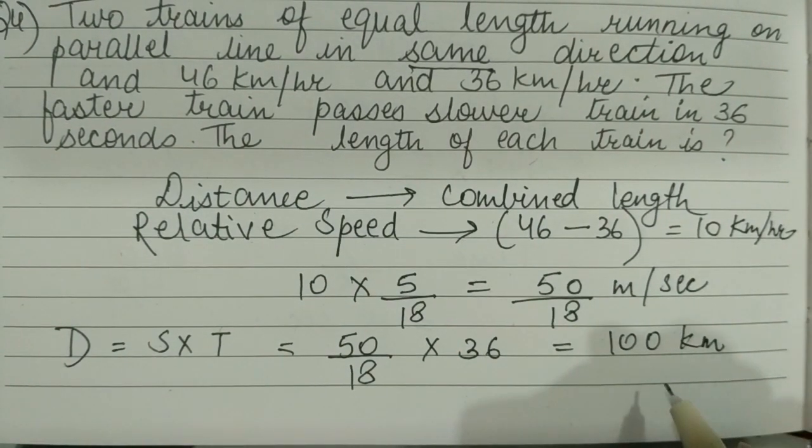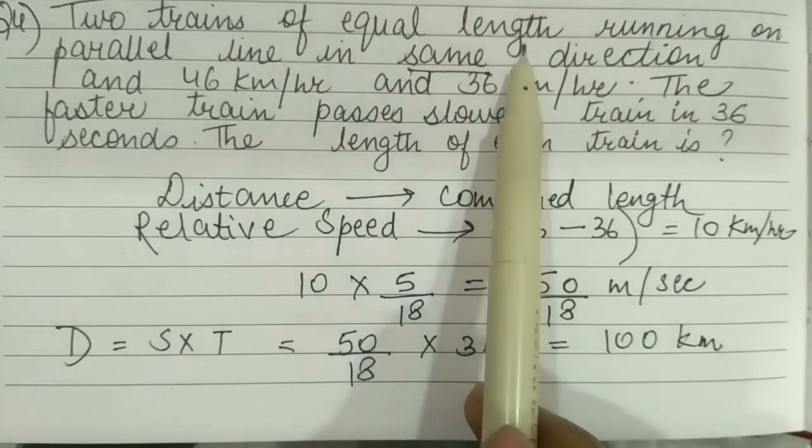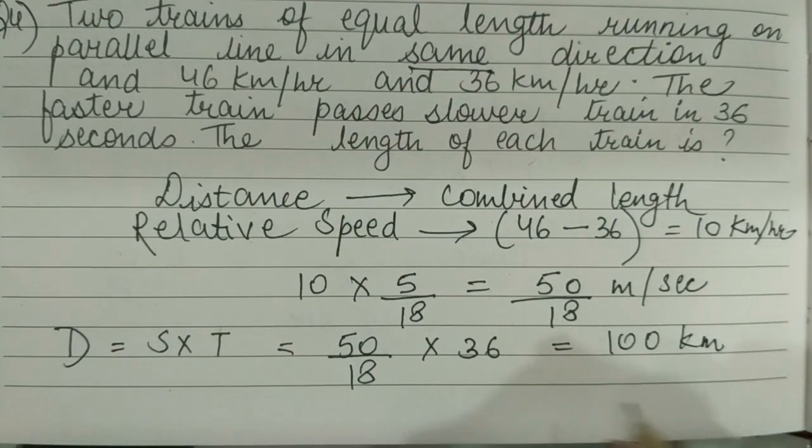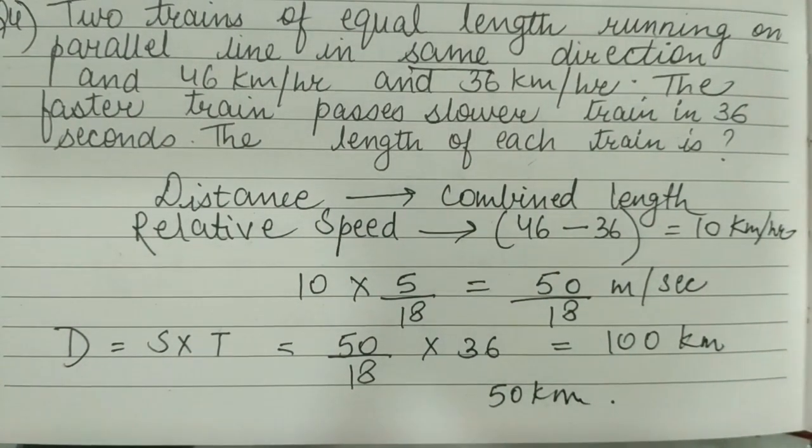This is the combined length of both the trains, and it is given in the question that both the trains are of equal length. So length of each train will be 50 kilometers.